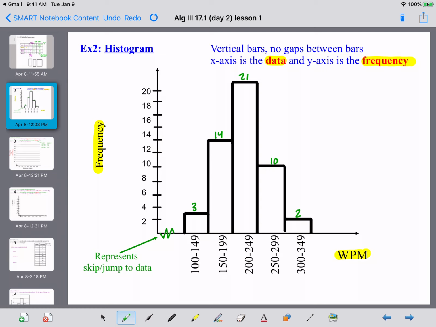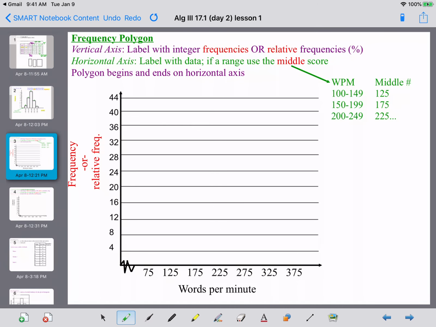All right. So next, let's look at a frequency polygon. On your vertical axis, you're still going to have your frequency, or it could be your relative frequencies, so it could be those percentages. And that's actually what we're going to use here. We're going to do the relative frequency, just so you can see what that looks like. So that's going to be the percents. So I'm going to use that relative frequency column when I create this frequency polygon.